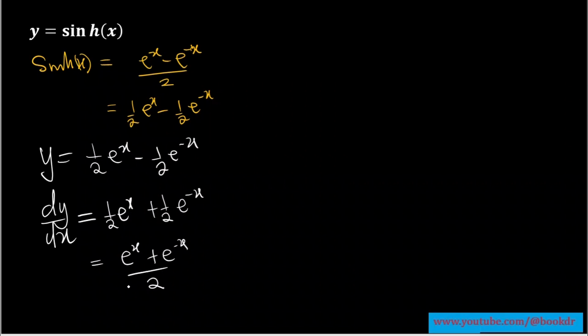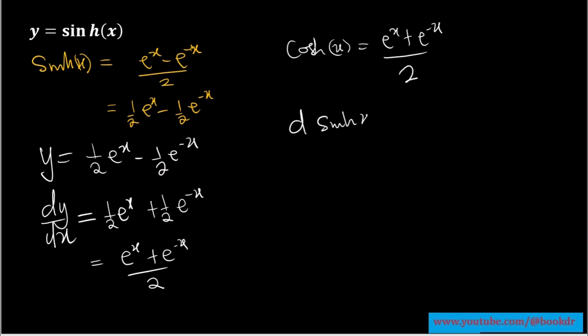And this is the exact definition of the hyperbolic cosh. So we know cosh x is equal to e power x plus e power negative x all over 2. Hence, we can conclude that the derivative of sinh x with respect to x will give us cosh x. So we should keep this in mind.